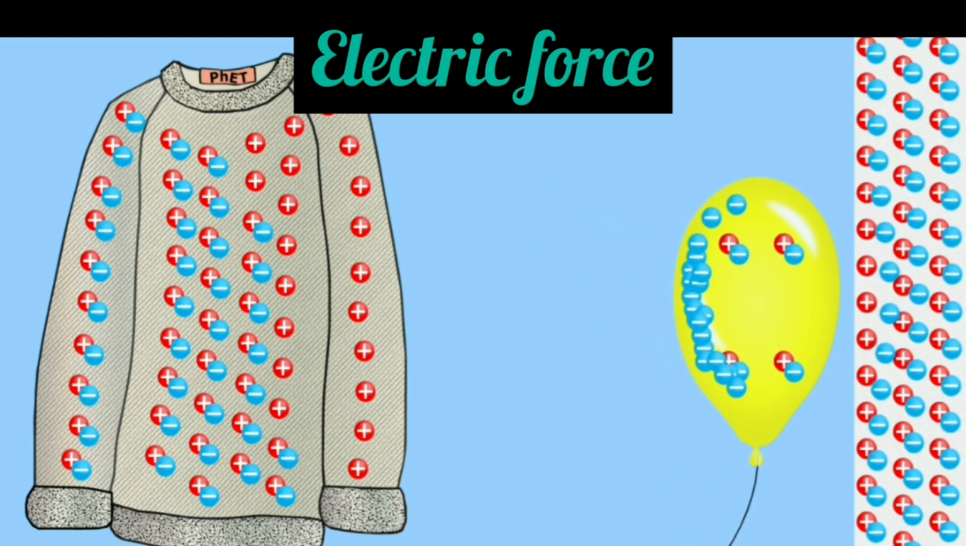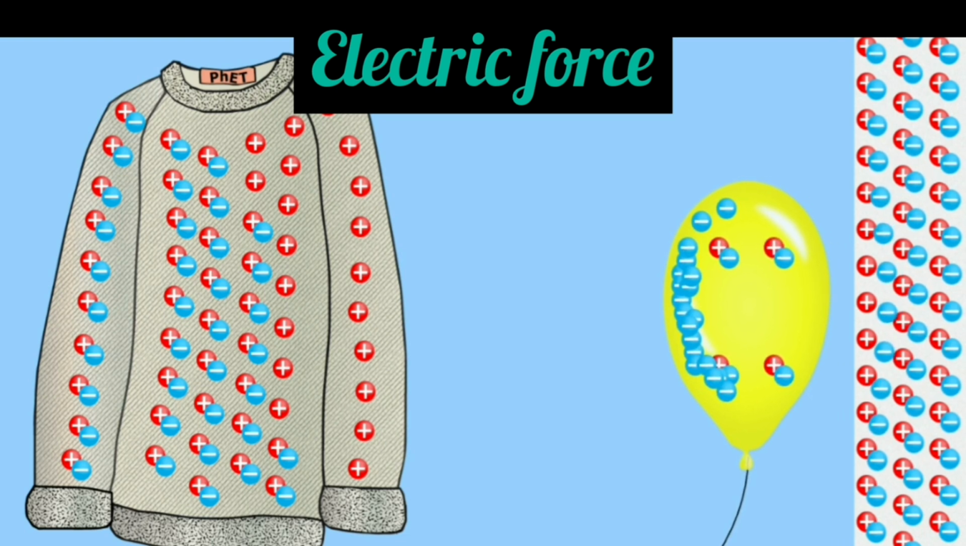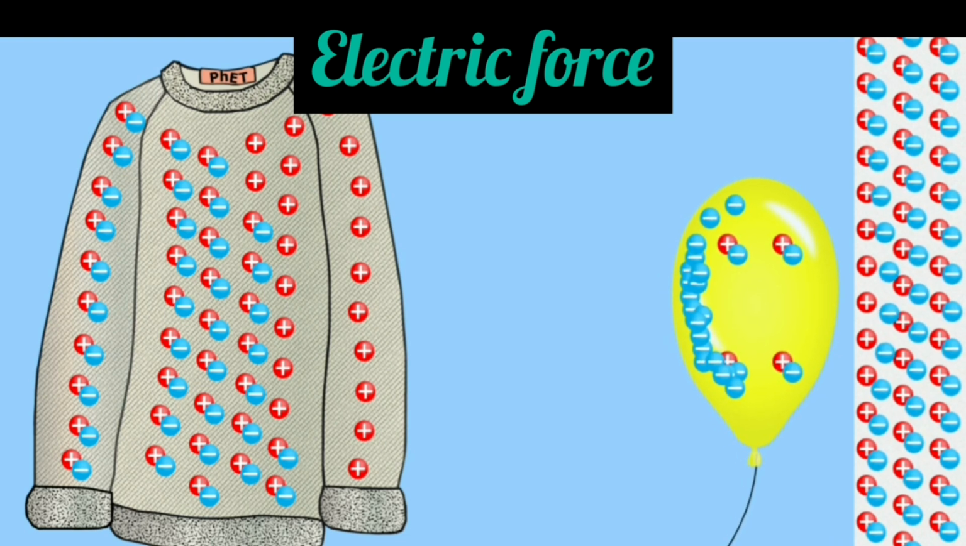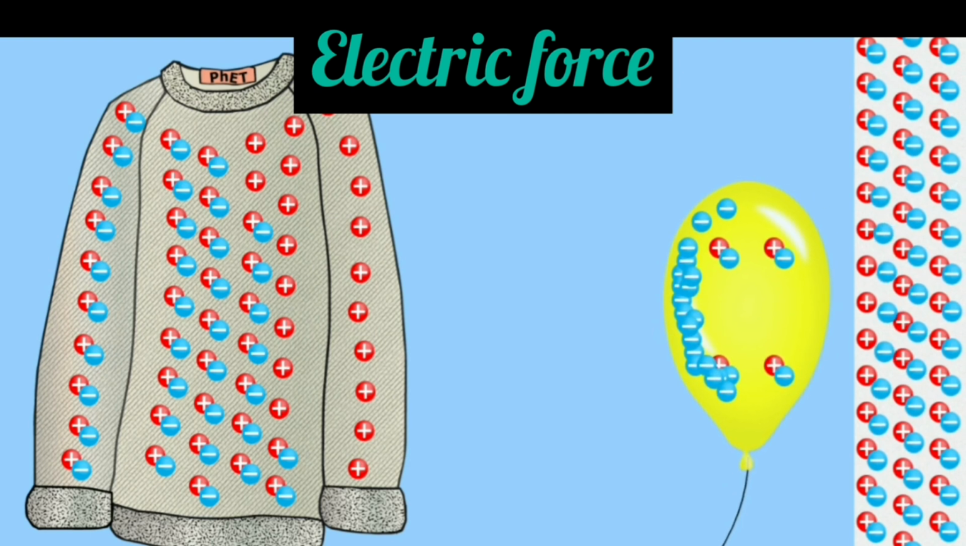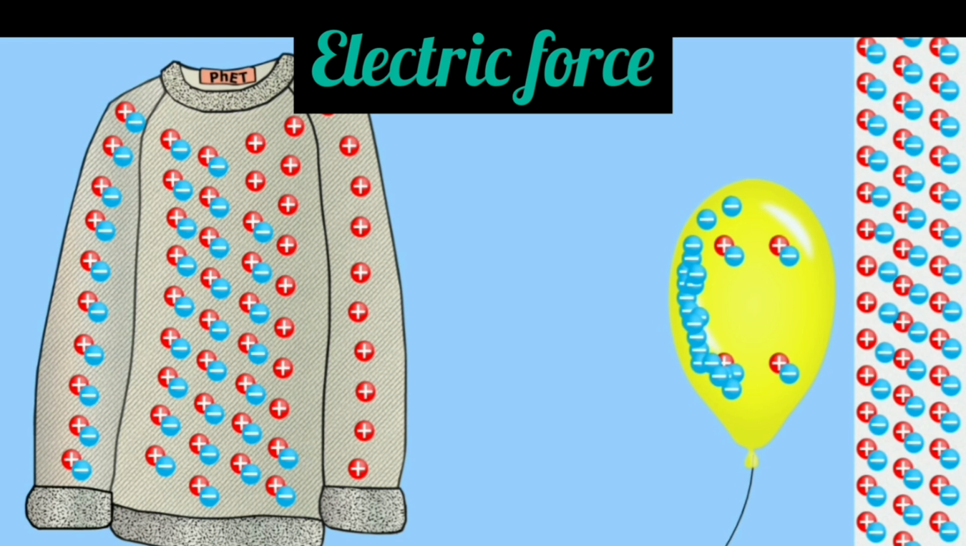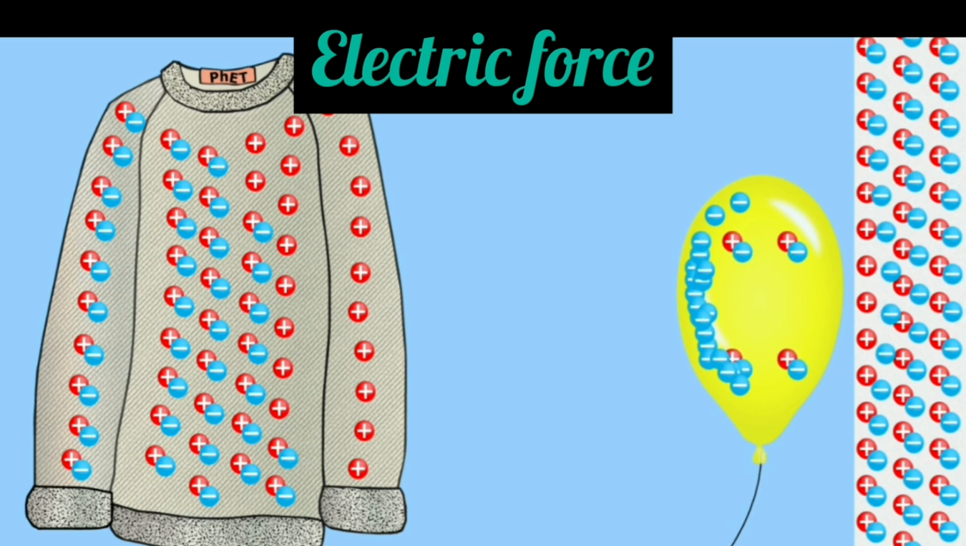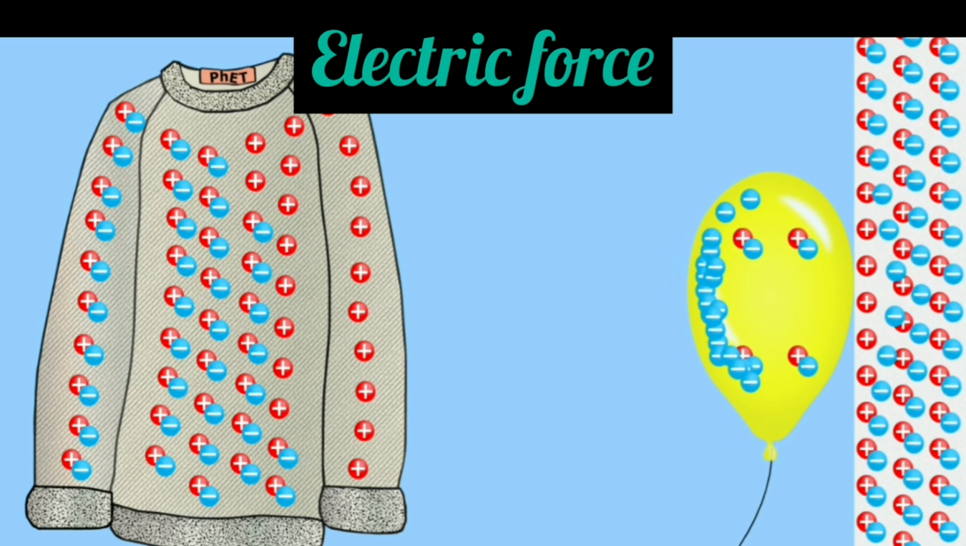Now the opposite of this is when I approach it to the wall which is neutral. Well, since the net charge of the balloon is negative, when I approach it, it would repel some of the electrons in the borders of the wall. Therefore, in those places, the net charge is positive. And since the net charge of the balloon is negative, they would be attracted, or in other words, the balloon would be attached to the wall.